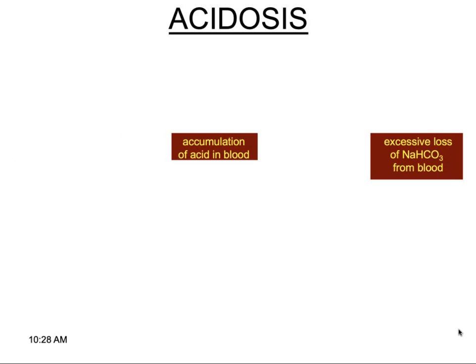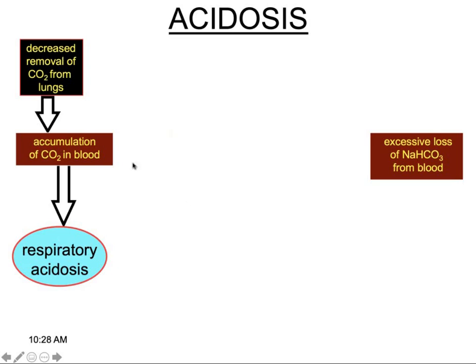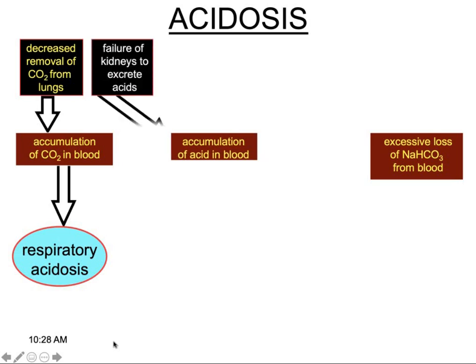So let's summarize acidosis. Acidosis can happen because of three things: accumulation of CO2 in blood, accumulation of acid in blood, and excessive loss of sodium bicarbonate from the blood. Accumulation of CO2 in blood might happen because of decreased removal of CO2 from the lungs. This will cause respiratory acidosis.